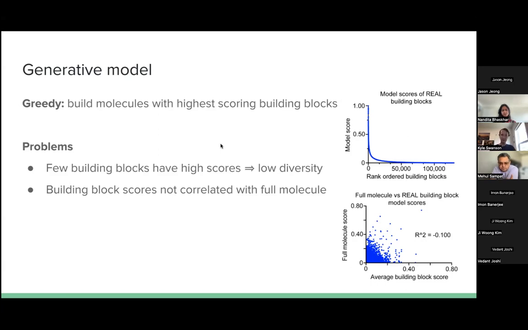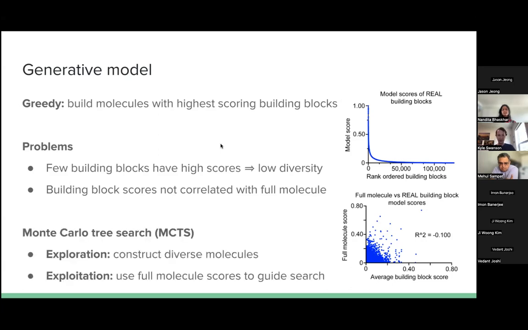And so instead, we wanted to use a smarter algorithm for trying to generate these molecules. And so the method that we went with is this well-studied method called the Monte Carlo tree search, or MCTS. And what's really nice about this method is that it has two benefits that counter these two problems. The first is that as part of the algorithm, it necessarily does a lot of exploration, where it will try to construct very diverse molecules in order to explore the space and get a sense of what molecules are good and what are bad. So that'll automatically give us some diversity in the molecules that are generated.